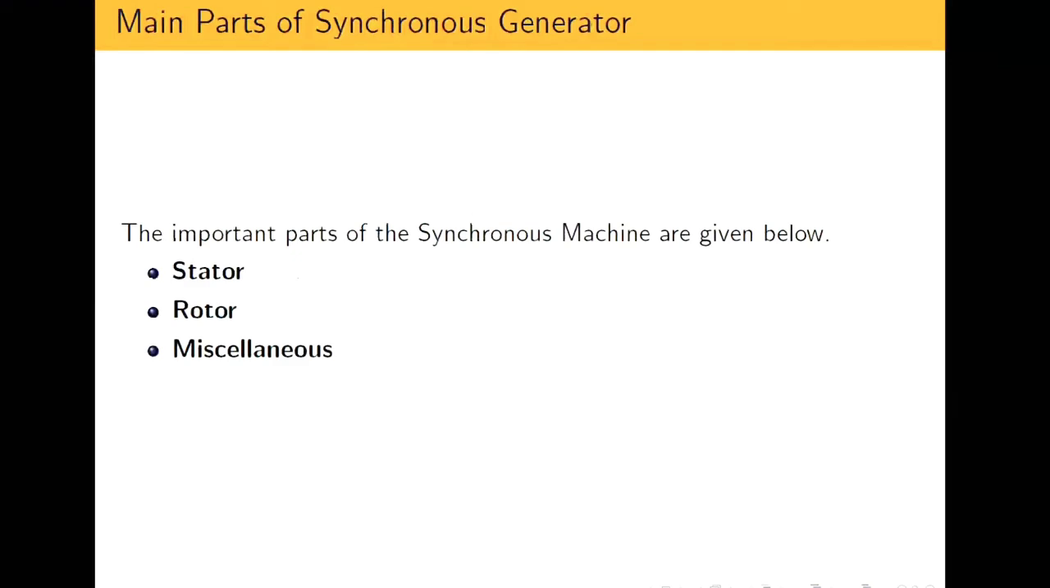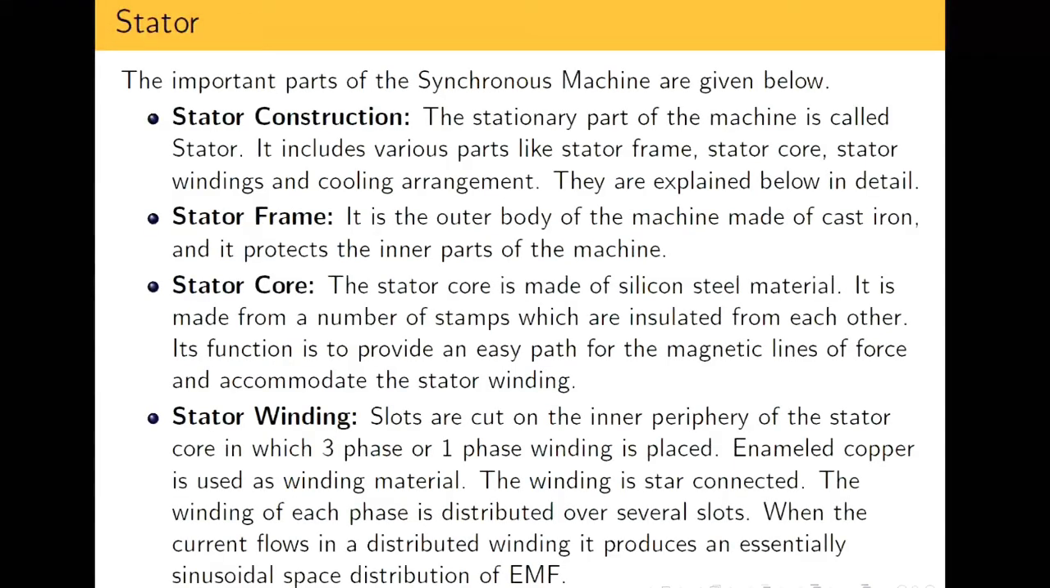At stator windings, some slots are cut on the inner periphery of the stator core, in which three-phase or single-phase winding is placed. Right, any of the windings can be placed. If it is a single-phase motor or generator, you have this, and three-phase generator, you have this. Then stator windings are made up of copper, enameled copper, and star connection can be used.